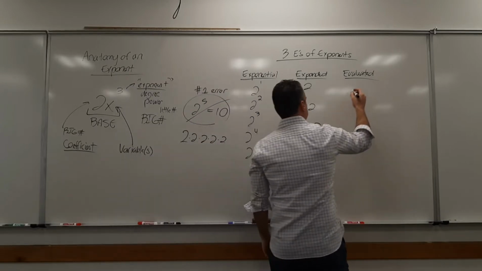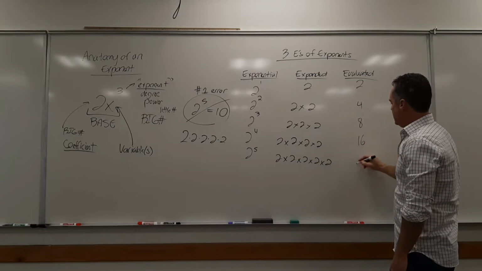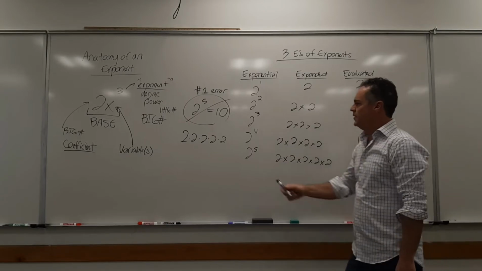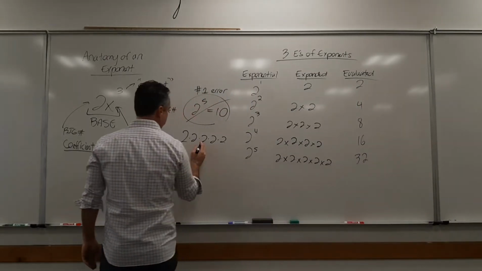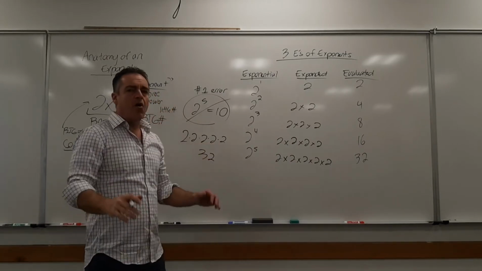When we multiply these out, you have 2 times 2 is 4, 4 times 2 is 8, times 2 is 16, times 2 is 32. So this is 32. 2 times 2 is 4, times 2 is 8, times 2 is 16, times 2 is 32. That's all for our review.